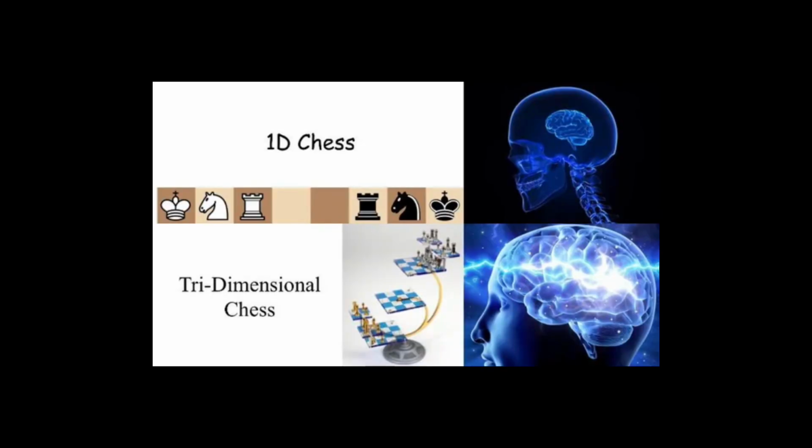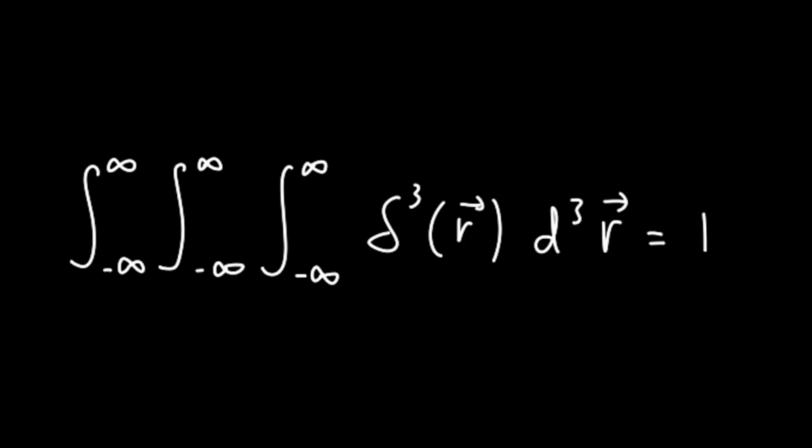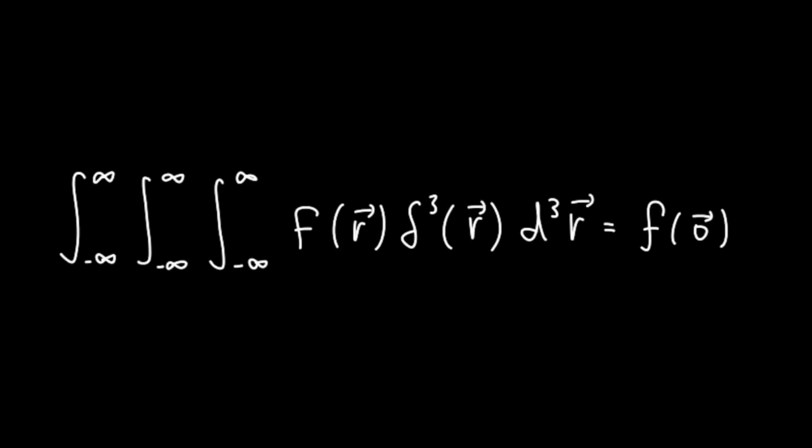So now we can put the delta function into 3 dimensions, which is basically multiplying the delta function as a function of your basis vectors in all 3 dimensions. And again, if we take the triple integral of this 3D Dirac delta function, it is equal to 1. And as you expect, if you multiply a function to it and take the triple integral, that's the same thing as the function evaluated at the origin.